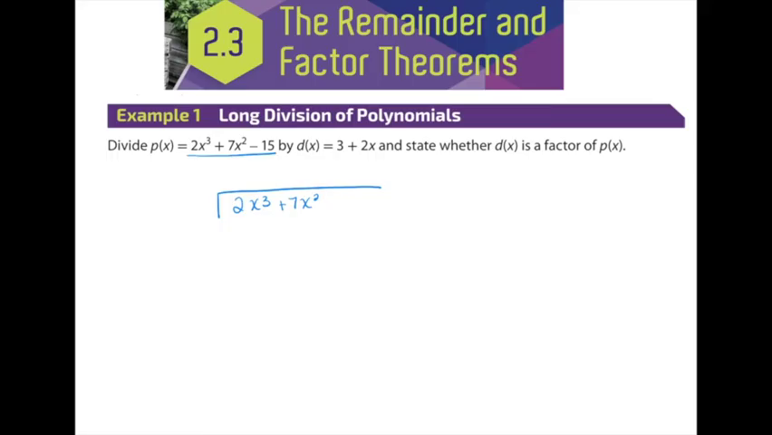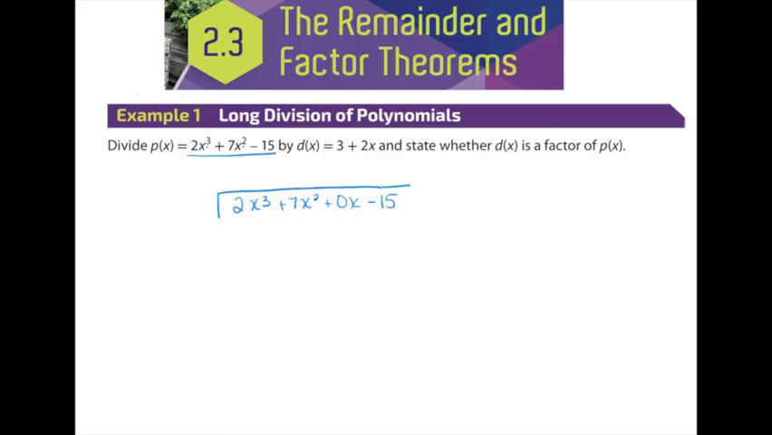We are missing our x to the first power. All right, so if you are missing one of your x's, you are just going to put in a 0. So you'll notice I went from 3 to 2, and then I jumped to not having one at all. I have to put a placeholder there. And then I am going to put my minus 15.